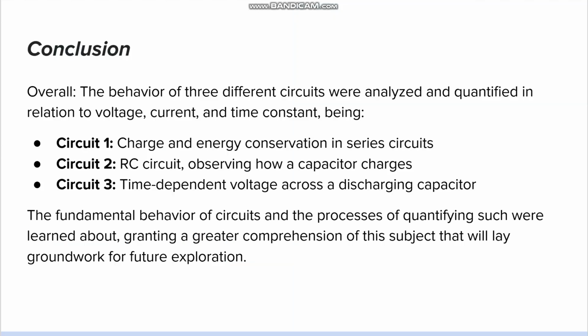Conclusion. Overall, the behavior of 3 different circuits were analyzed and quantified in relation to voltage, current, and time constant, being the 3 seen below. And the fundamental behavior of circuits and the process of quantifying such were learned about, granting a greater comprehension of the subject that will lay groundwork for future exploration in class.